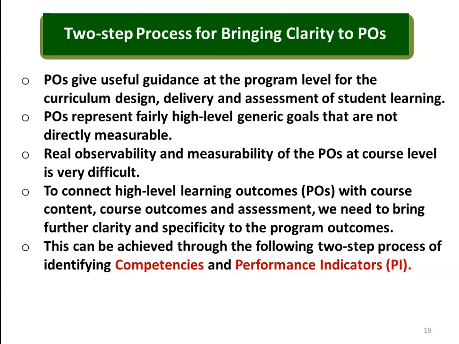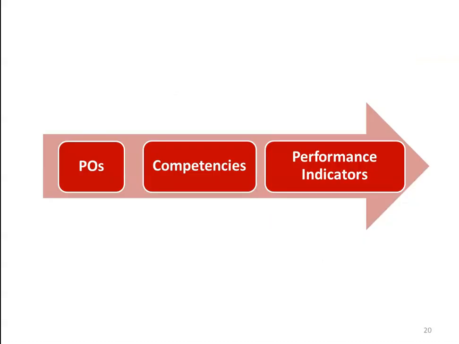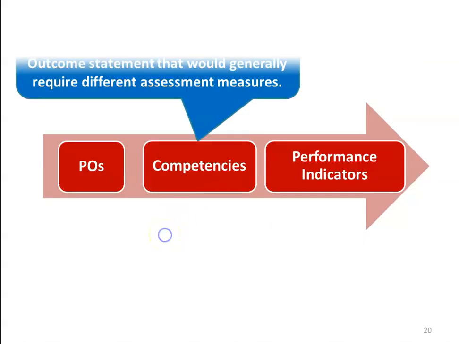This can be achieved through the following two-step process: identifying competency and the performance indicators, PIs. So the PO is further drafted clearly in terms of competency and performance indicator. For every PO, we have to write the competency. For every competency, we have to write the performance indicator. And the PO is represented in terms of competency.